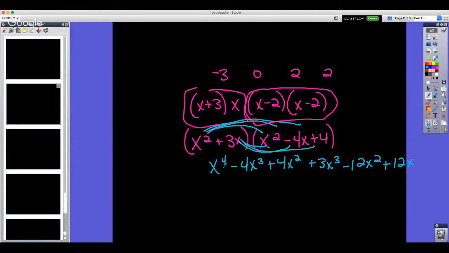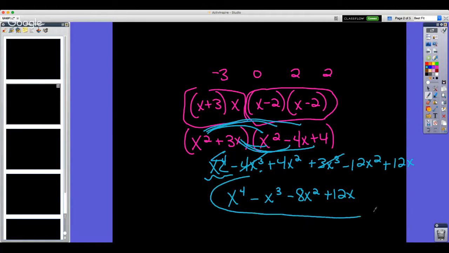So now I'm just adding like terms, right? Only 1x to the 4th, so I bring her down. Negative 4x to the 3rd plus 3x to the 3rd would produce a negative x to the 3rd. So I got that one and that one. 4x squared minus 12x squared is negative 8x squared, and then just plus 12x, okay? And so as I figure this out right here, following below, that one right there would be the answer when I distribute that out, okay?